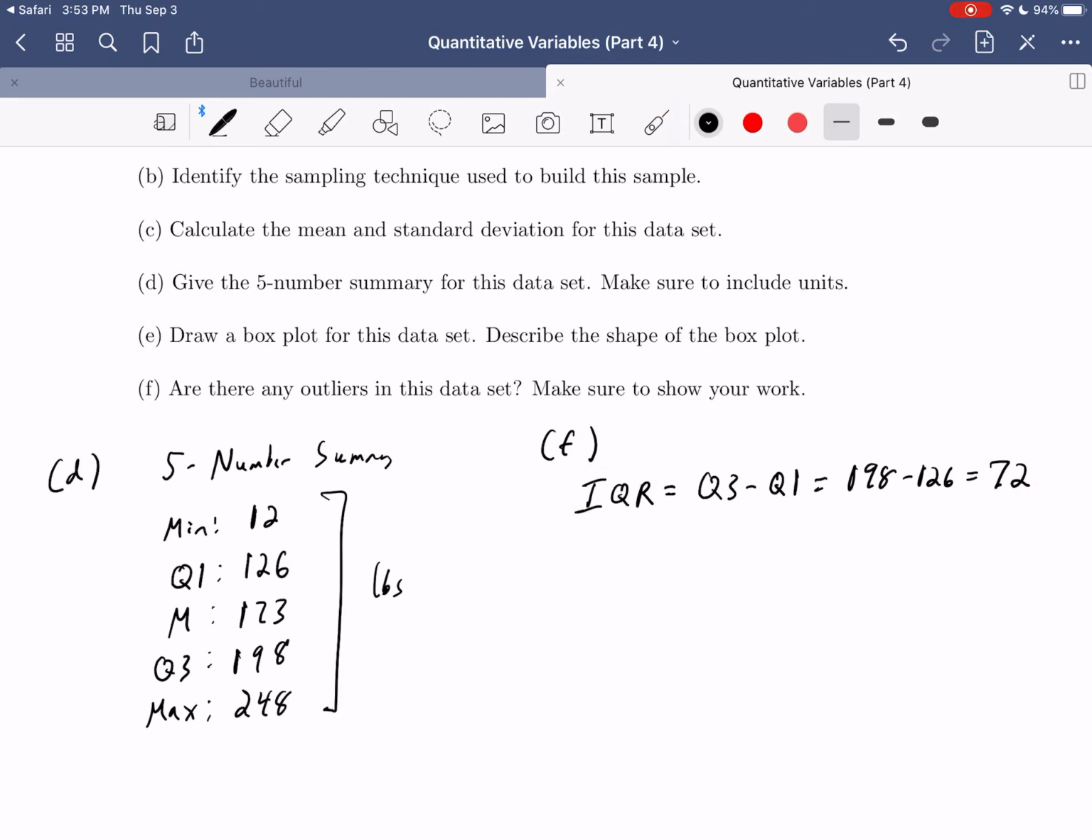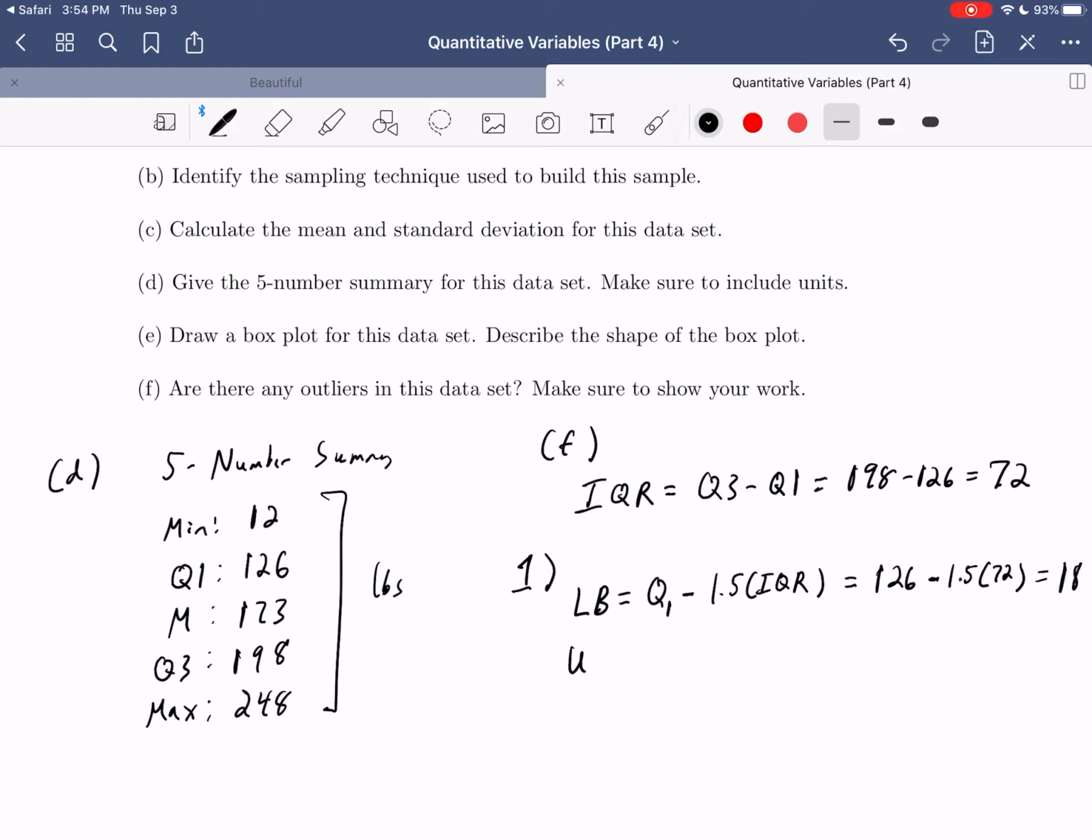Now, step one of our process is to get our lower bound, which is Q1 minus 1.5 times the IQR. In this case, Q1 was 126, minus 1.5 times 72. You can type that into your calculator all at once, 126 minus 1.5 times 72. And if you do that, you should get 18.